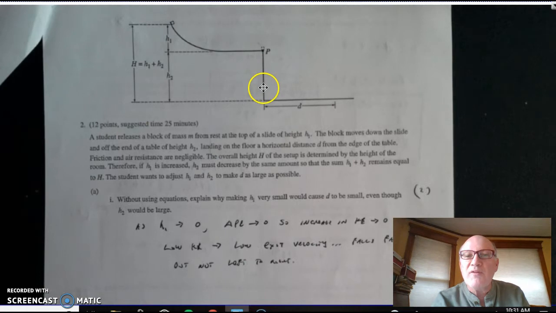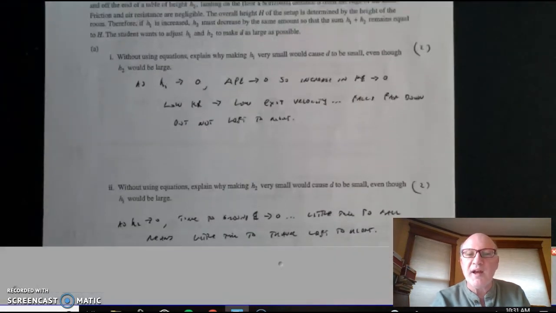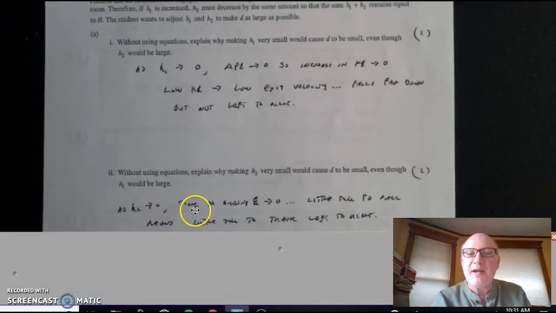We would drop P down pretty far so that H1 would be big and there'd be a giant change in the potential energy, and so a lot of kinetic energy as the mass came off point P. But as many of you pointed out, as H2 approaches 0, the time to the ground approaches 0, and so there's little time to fall, which means little time to travel left to right, even though it might have a high velocity. So those are the first two. We're looking for an energy argument in the first one and a time argument in the second one.